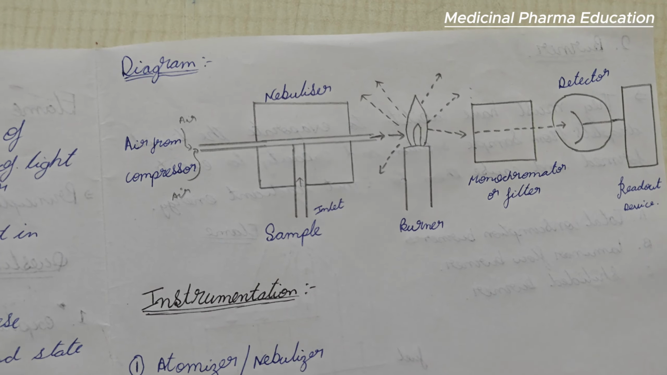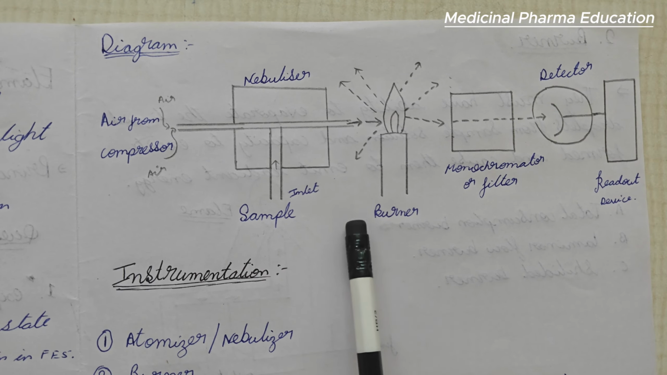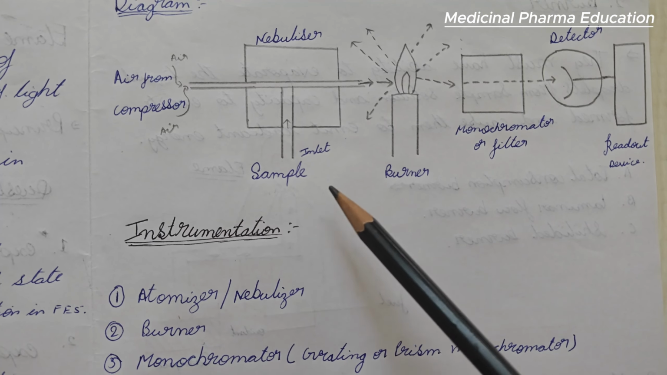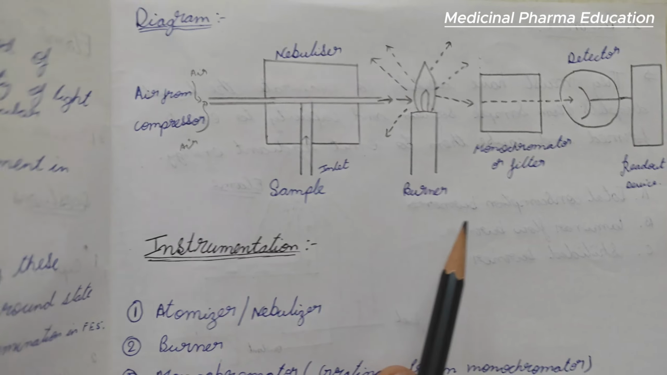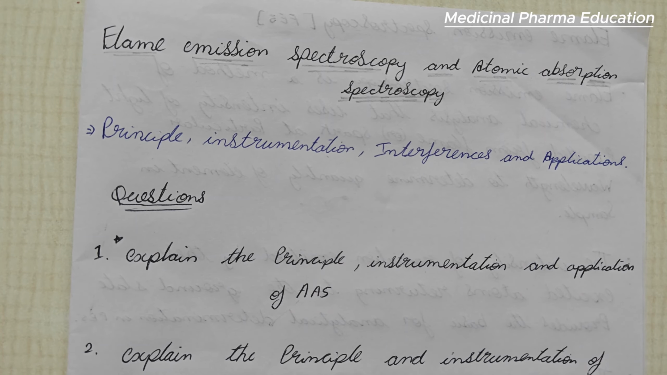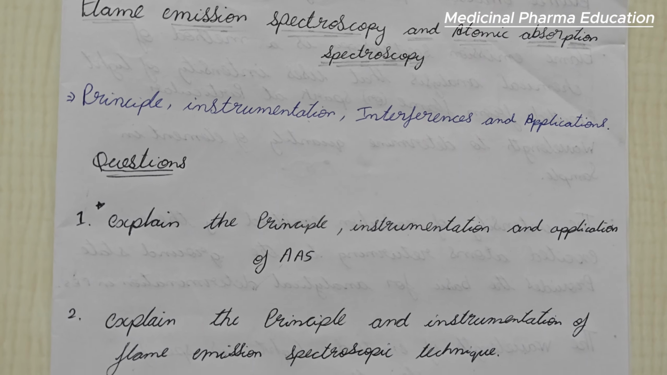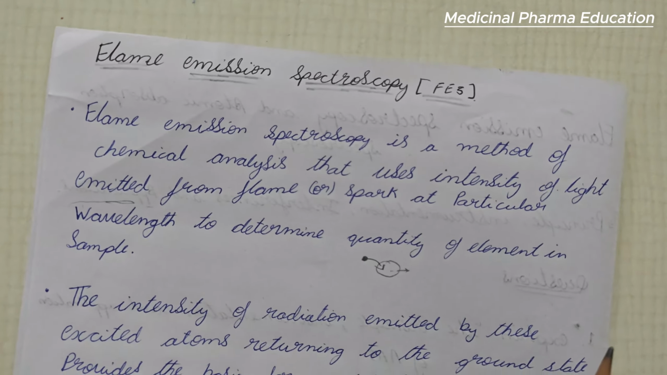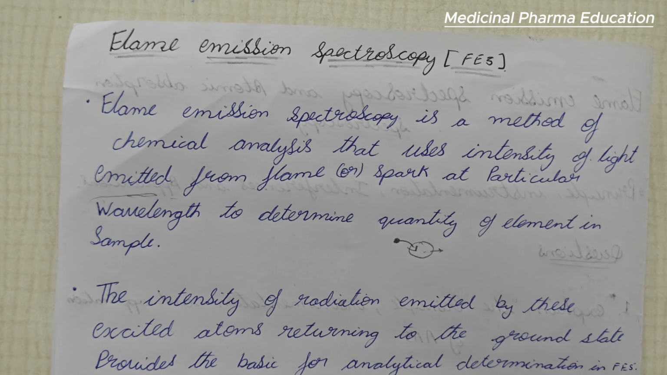diagram of the instrumentation. I hope you have understood the diagram. I'll just give you the notes. You can just write down flame emission. There are two main questions. Next, this is the flame emission spectroscopy.